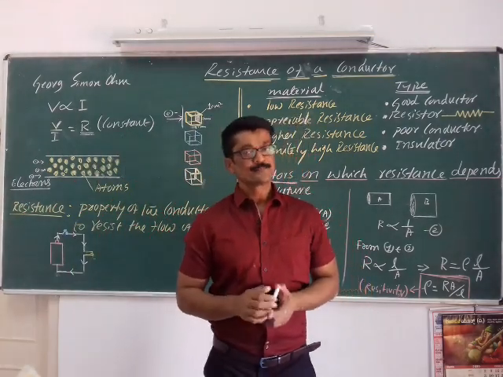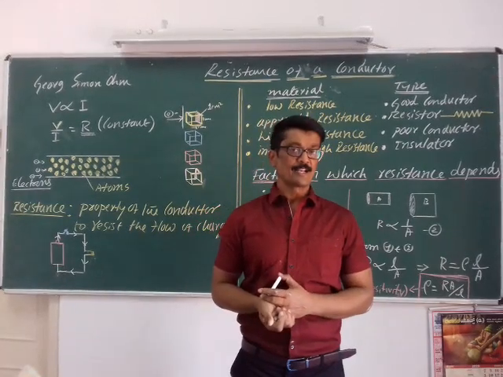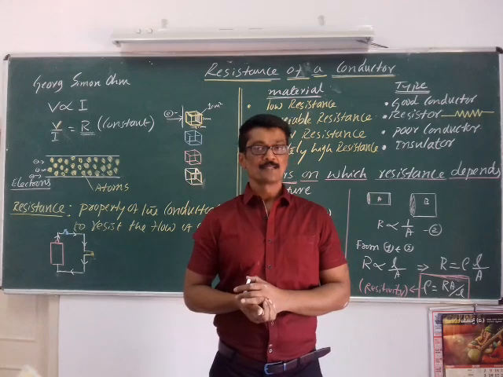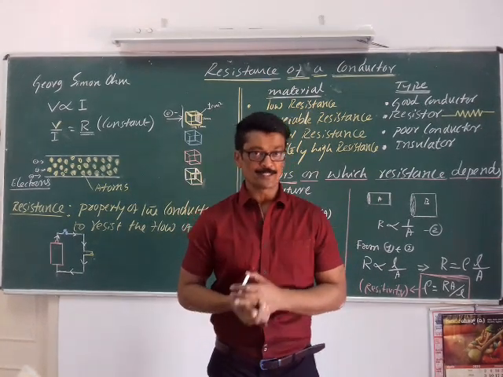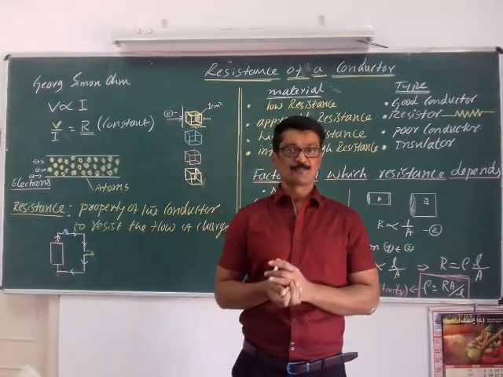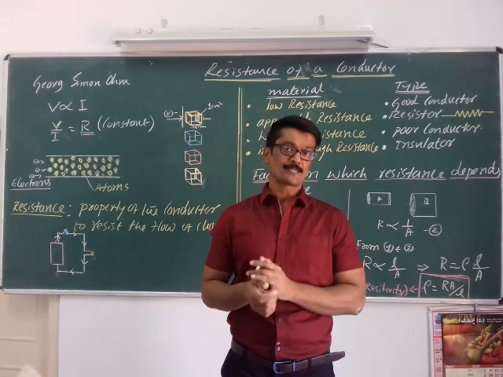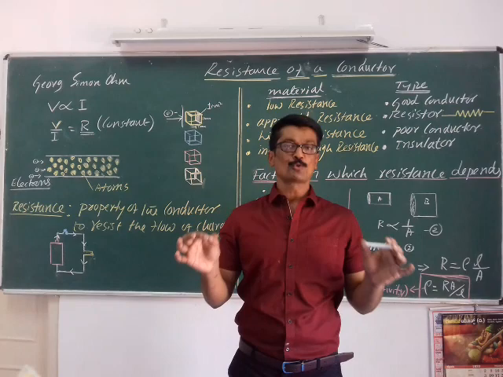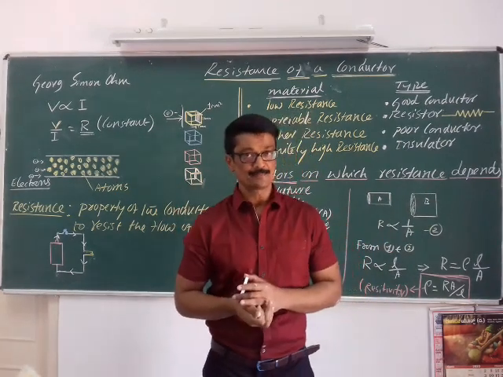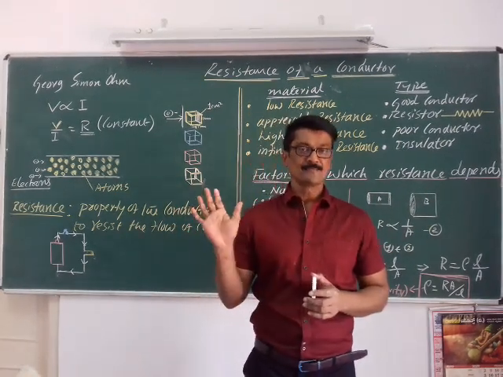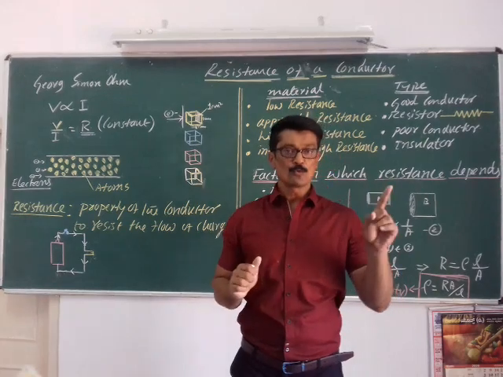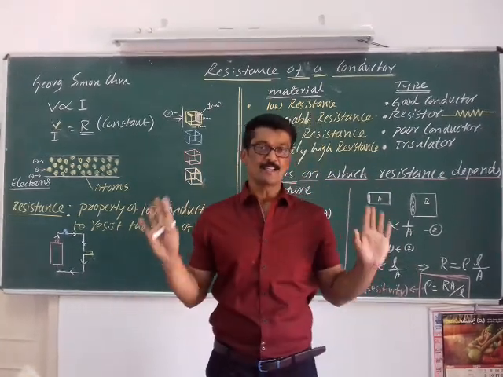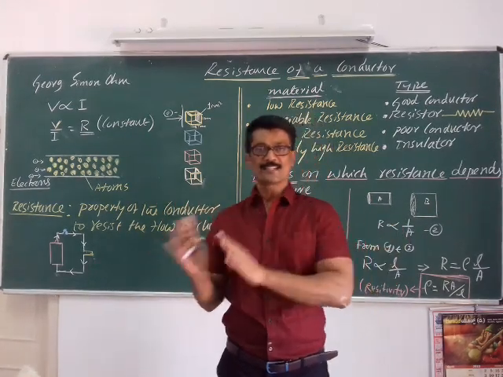My dear students, in the last class we were discussing the relationship between potential difference across the conductor and the current flowing through it. The relation is the potential difference across the conductor is directly proportional to current flowing through the conductor. In simple sense, we can say that more voltage, more current, less voltage, less current. This is the relation between voltage and current.